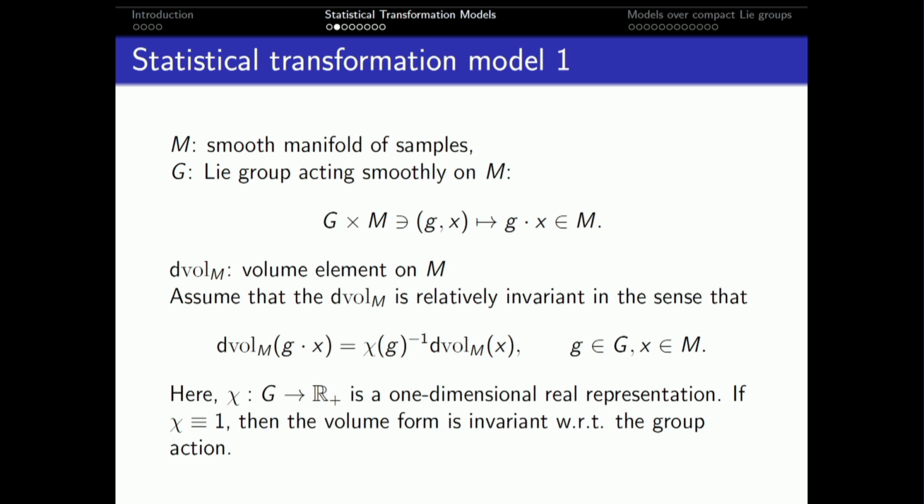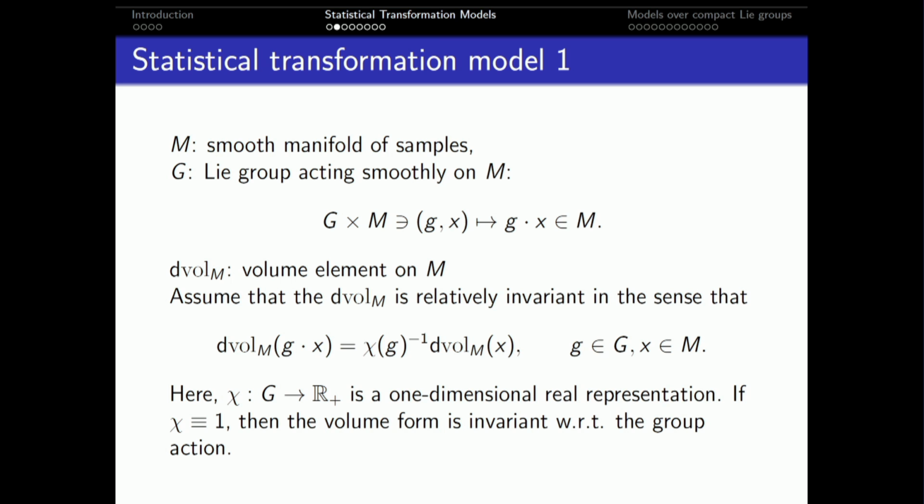In general framework, we can assume it's just relatively invariant in the sense that whenever we take two elements, one element in the Lie group G and one point in the manifold M, then the value of this volume form is actually evaluated as a product of a certain kind of character of a Lie group and the original volume form. So yeah, we can assume this, but in fact, in the later discussion, we only assume that this chi is just 1, meaning that the volume form is just invariant.